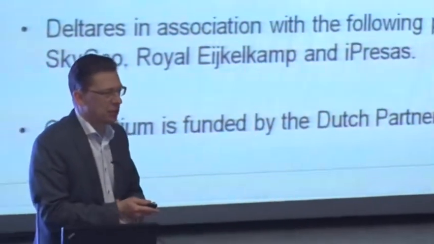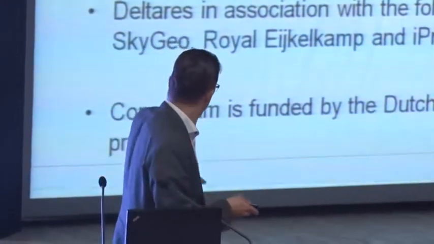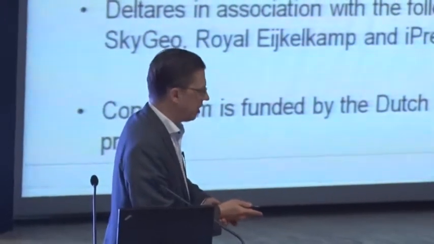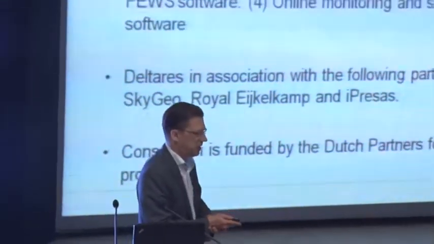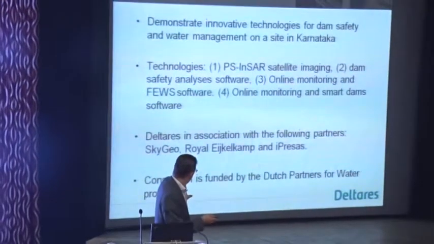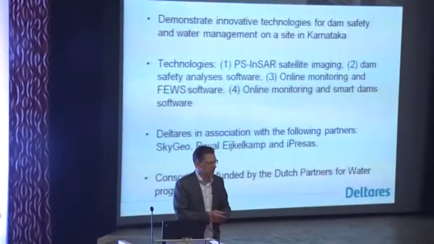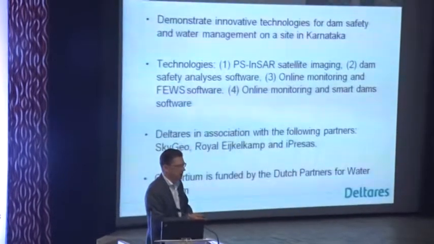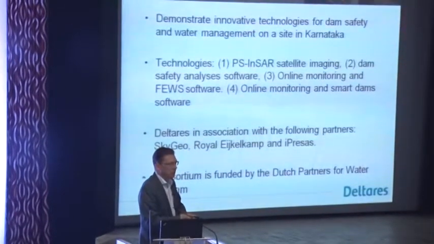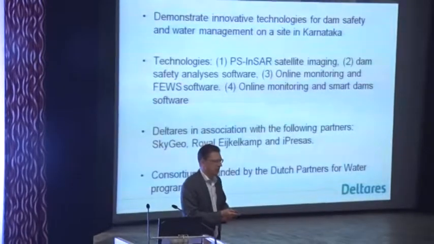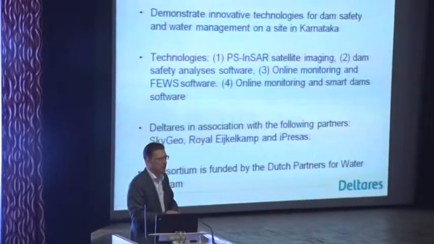This project will be carried out by Deltares, but in cooperation with a number of companies which are listed here. SkyGeo is a Dutch company, Royal Agricom is also a Dutch company, and Empresas is a Spanish company. SkyGeo is a company on satellite imaging, Royal Agricom on monitoring systems, so actual field monitoring, and Empresas on dam safety risk assessment. This consortium is funded by the Partners for Water program. This is a Dutch program for this kind of initiatives, and it will fund a part of the cost, and the other part of the cost is funded by the partners themselves.